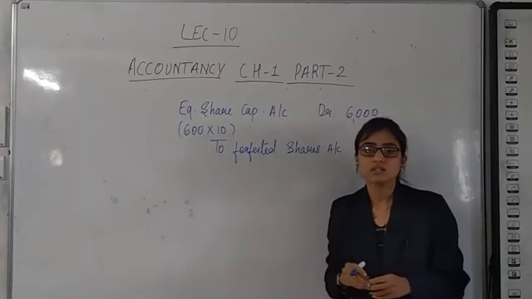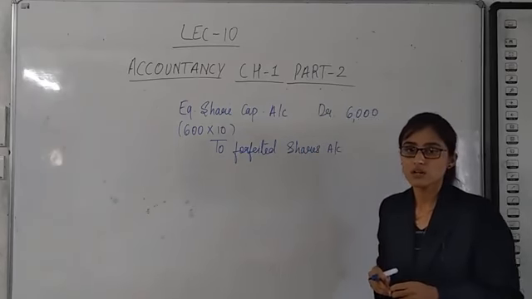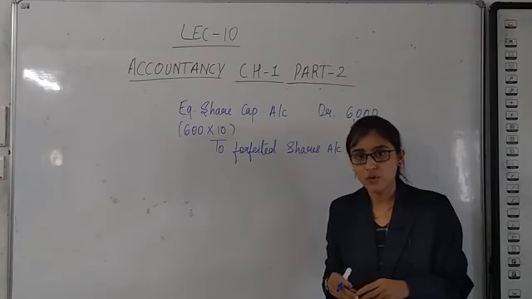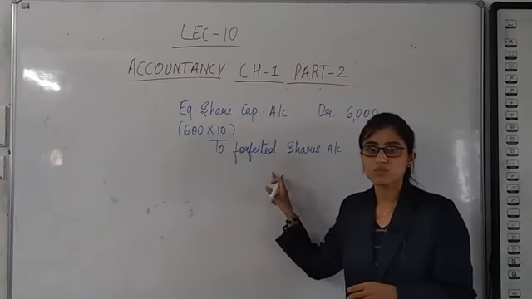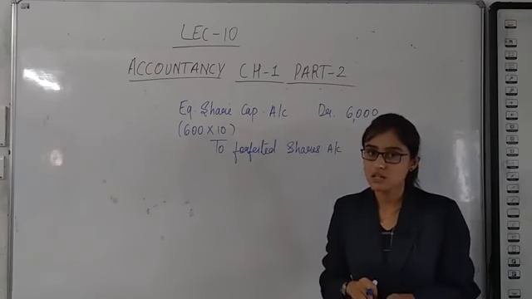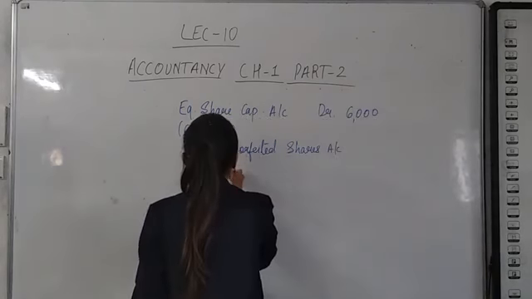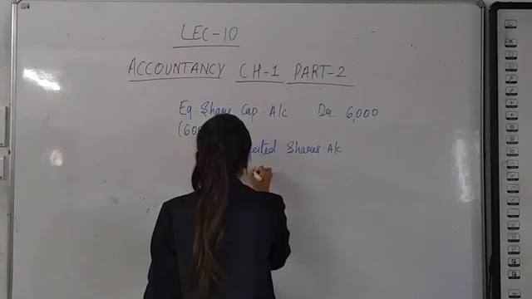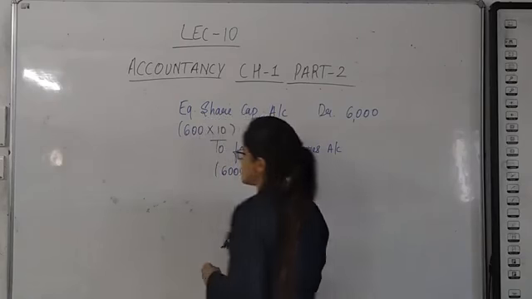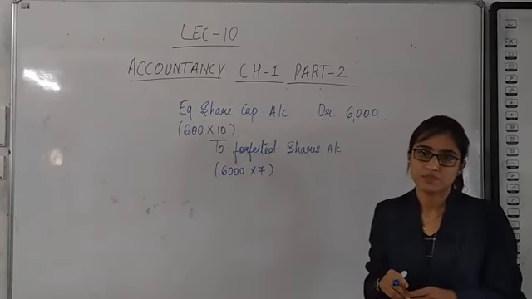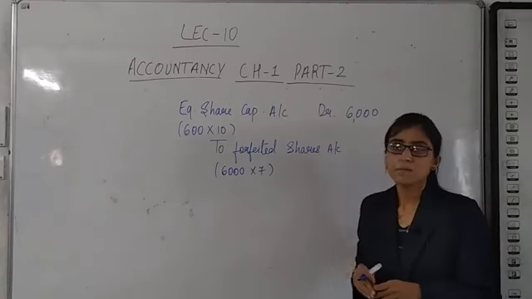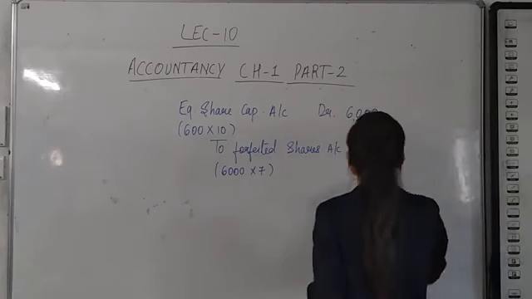So the amount that is paid by the shareholder whose shares are being forfeited is written here. So 4 plus 3 is 7. So 6,000 into 7. So this simply is 4,200.